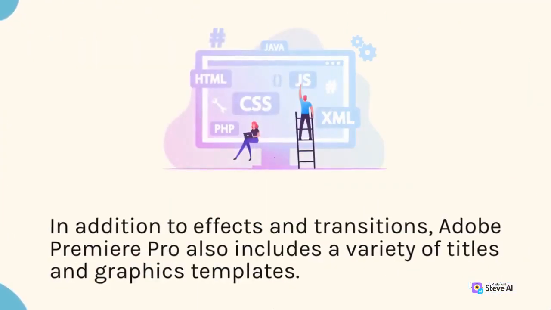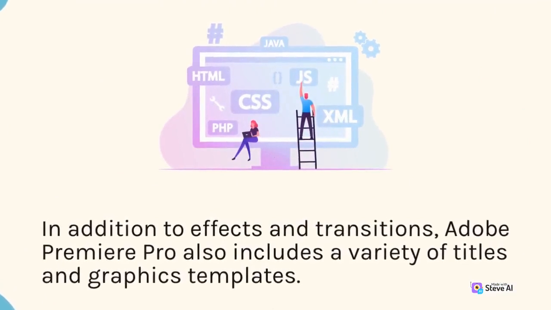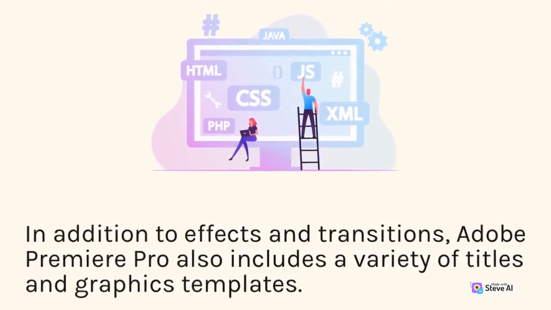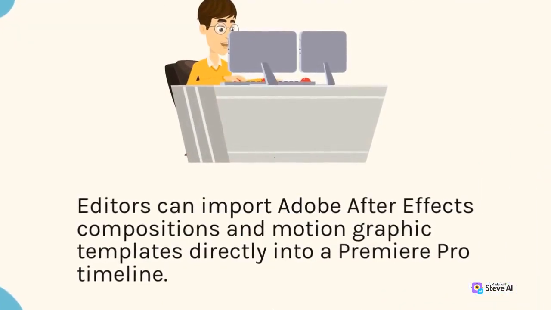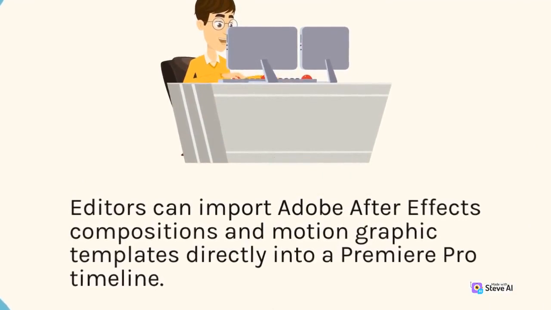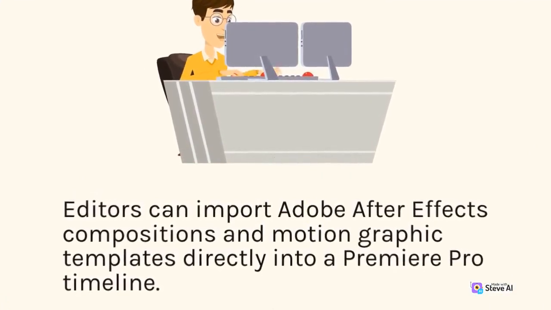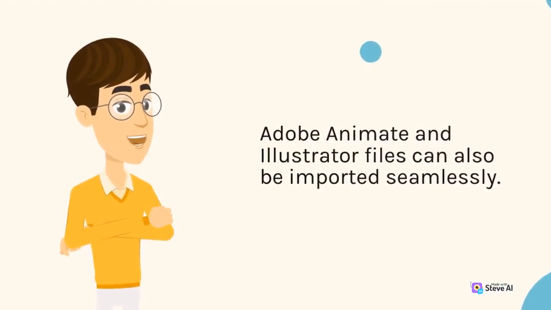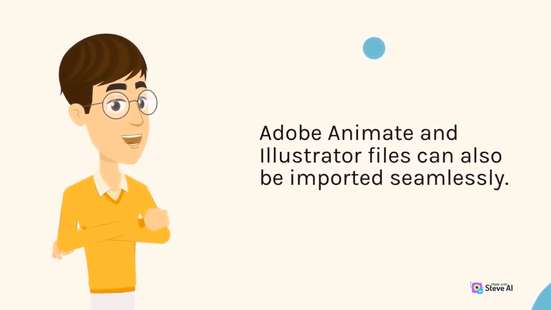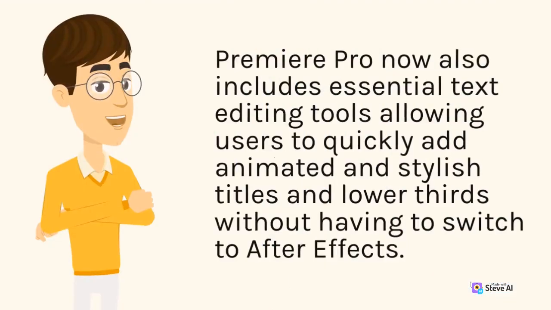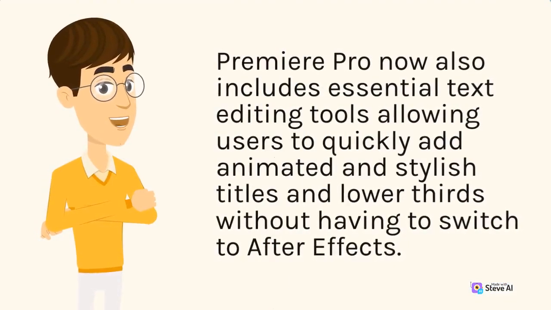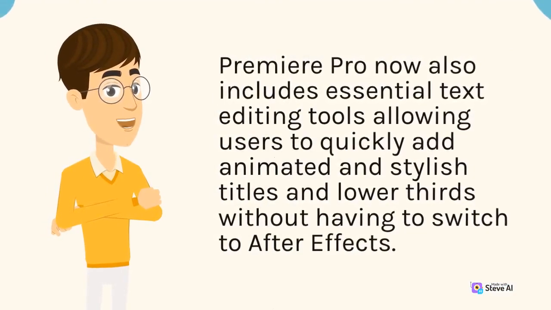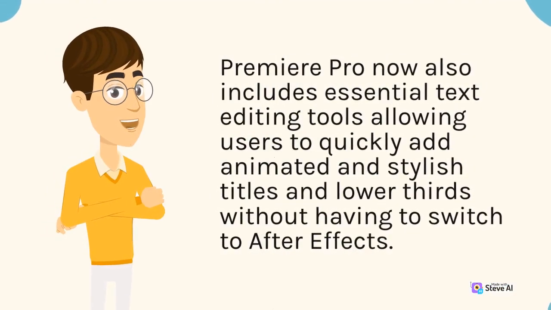In addition to effects and transitions, Adobe Premiere Pro also includes a variety of titles and graphics templates. Editors can import Adobe After Effects compositions and motion graphic templates directly into a Premiere Pro timeline. Adobe Animate and Illustrator files can also be imported seamlessly. Premiere Pro now also includes essential text editing tools allowing users to quickly add animated and stylish titles and lower thirds without having to switch to After Effects.